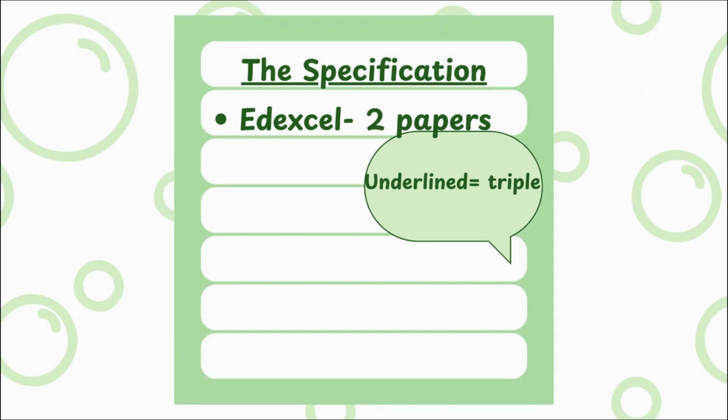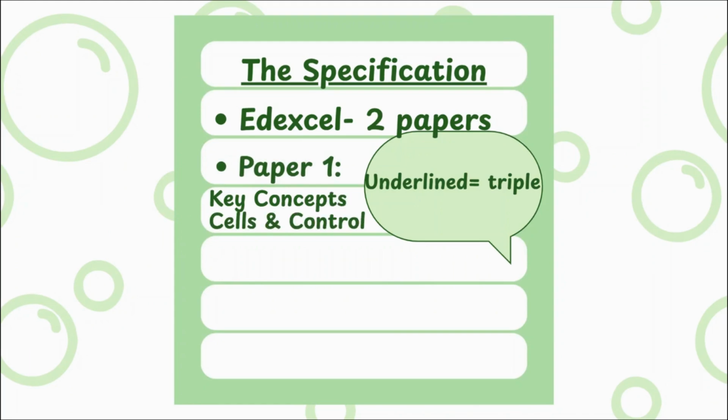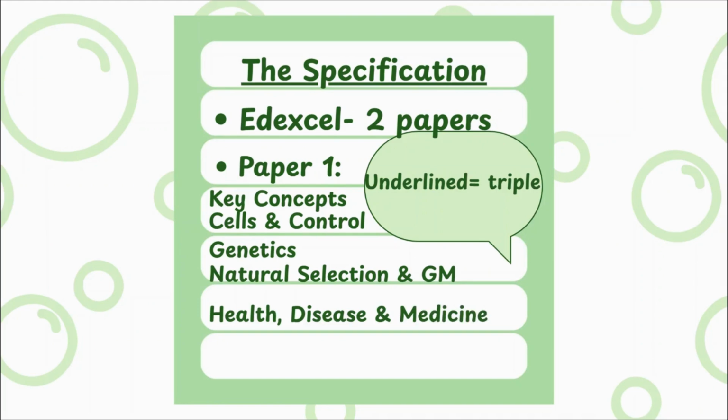There are two papers for both triple and combined, and they are literally just called paper 1 and 2. In paper 1, we have key concepts in biology, cells and control, genetics, natural selection and genetic modification, and health, disease and the development of medicine. And if you see any topics underlined from the list you're about to see, that means they are triple content.